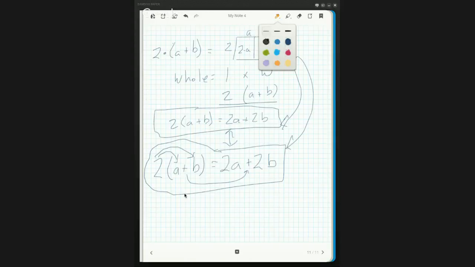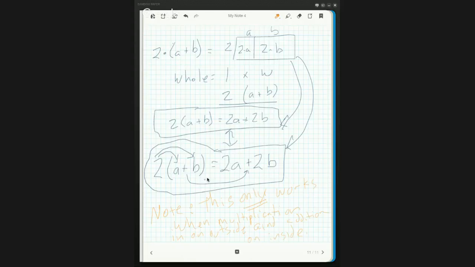Now note, I want to make this big, strong note. Note, this only works when multiplication is on the outside and addition on the inside. So be very careful.